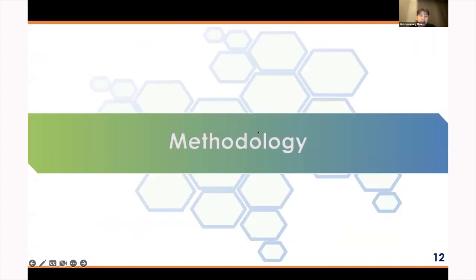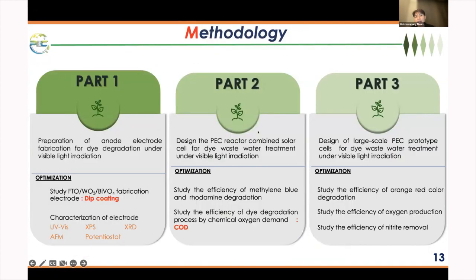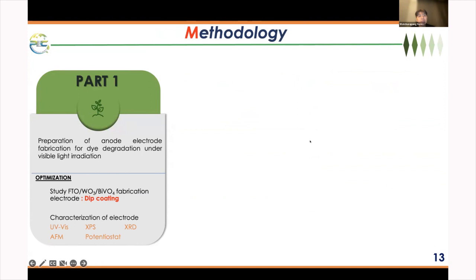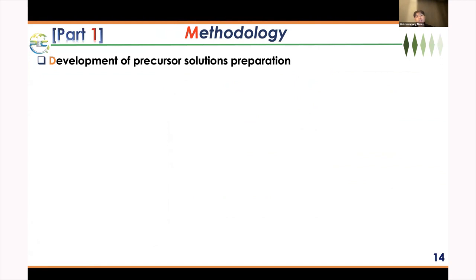And next, methodology. The methodology is divided into three parts. The first part is the preparation of the anode electrode. The second part is the design of the photoelectrocatalytic reactor combined with a solar cell. And the last one is the design of the large-scale photoelectrocatalytic prototype cell. The first part is about the preparation of the anode electrode. This slide shows the development of the precursor solution preparation.